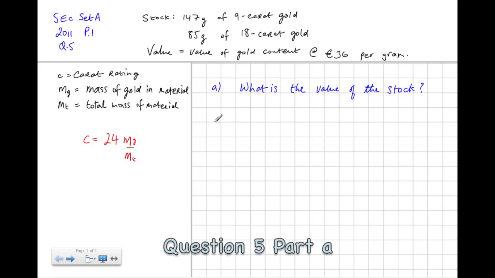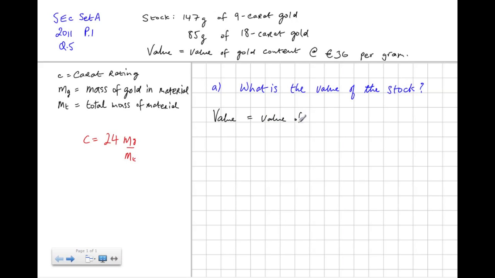Let's assume you have the paper in front of you and we look at part A of the question. We're given this formula where the carat rating is equal to 24 times the mass of gold in the material divided by the total mass of that material. And the question is, what is the value of the stock? We're given 2 types of stock, 9 carat gold and 18 carat gold stock. Firstly, the value of the stock, we're told in the question, is the same as the value of the gold content. So if we could work out how much gold content, we could just multiply this by 36, because we're told it's 36 euros per gram.